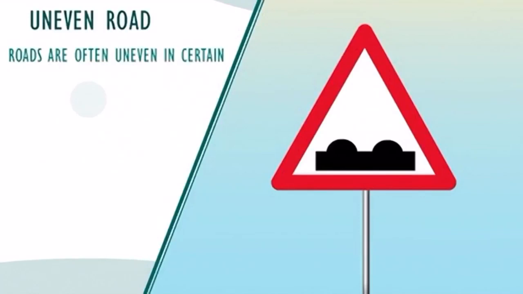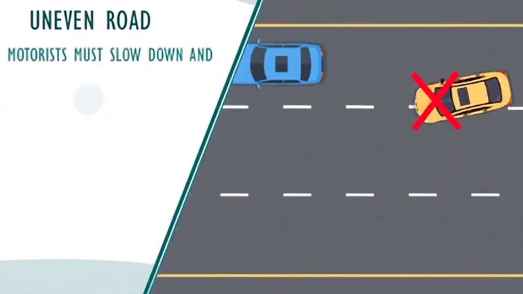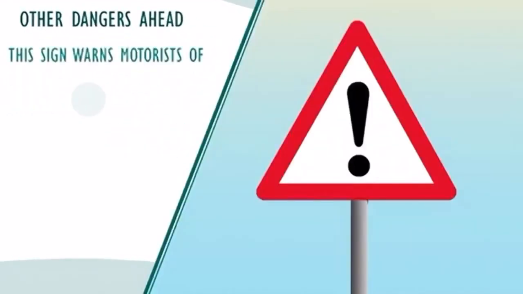Roads are often uneven in certain areas. This sign is to warn motorists that the road surface is uneven. Motorists must slow down and avoid lane changing and overtaking in these areas. This sign warns motorists of other dangers ahead.